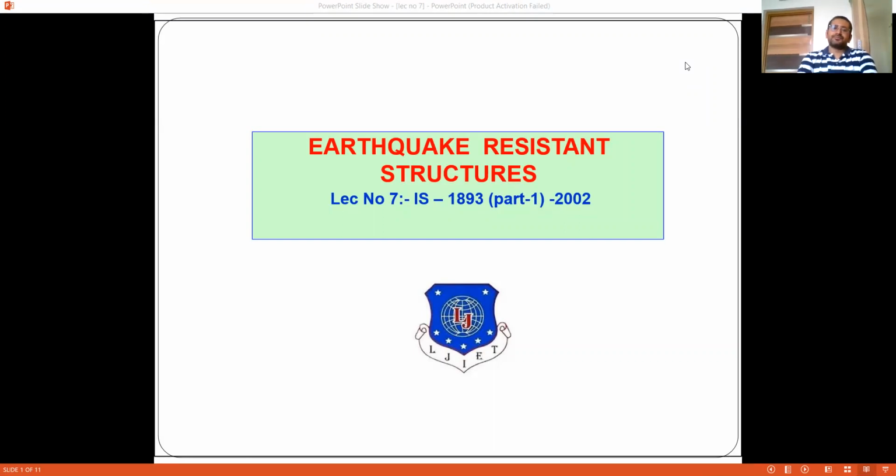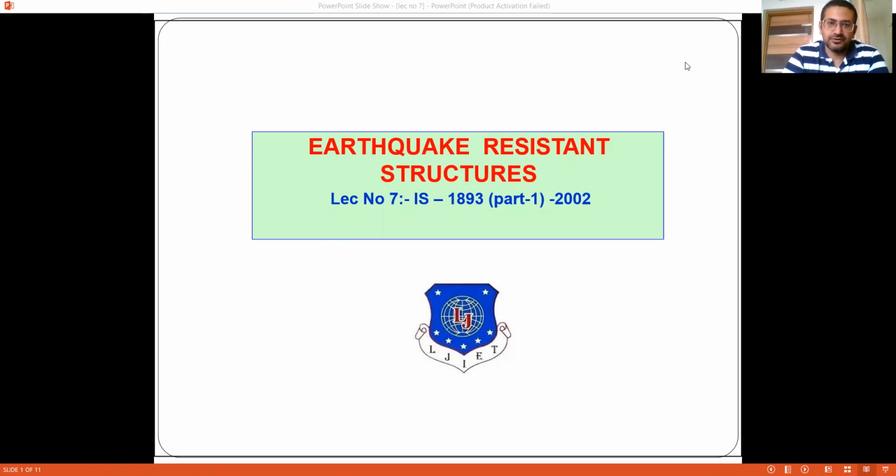Right, as we were discussing in the series of lectures, in the last lecture we discussed the static coefficient method, that is, the static analysis method, which is also known as the equivalent lateral force method. In this lecture, we are going to discuss the dynamic analysis of structures, that is, the response spectrum method and the time history analysis.